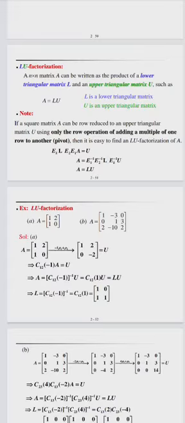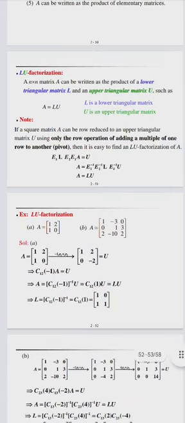LU factorization. An n by n matrix A can be written as the product of a lower triangular matrix L and an upper triangular matrix U, such that A equal to LU. L is a lower triangular matrix and U is an upper triangular matrix. Then A is a square matrix, and the square matrix A can be written as a lower triangular matrix times an upper triangular matrix.